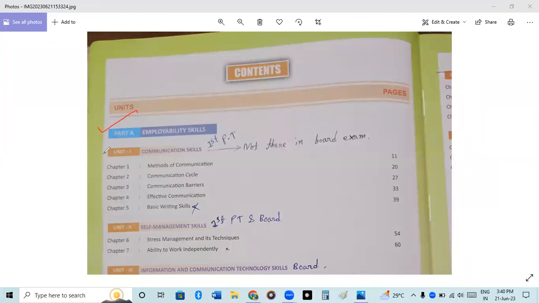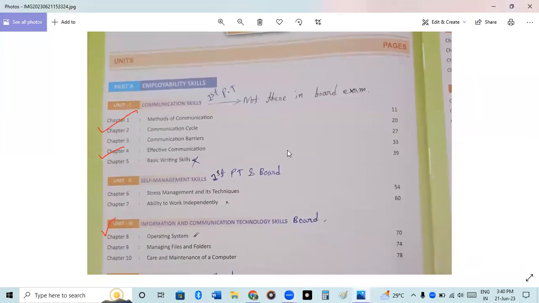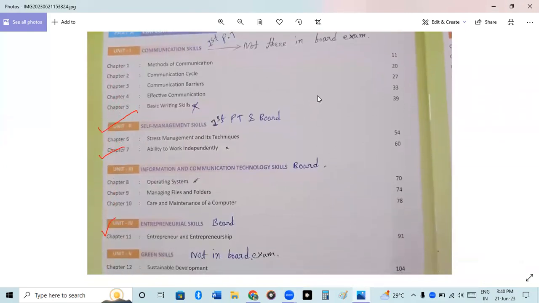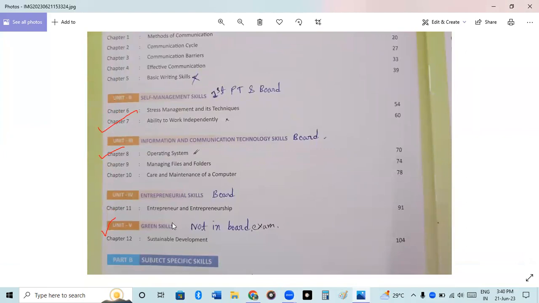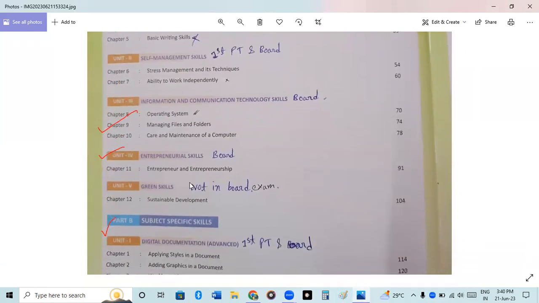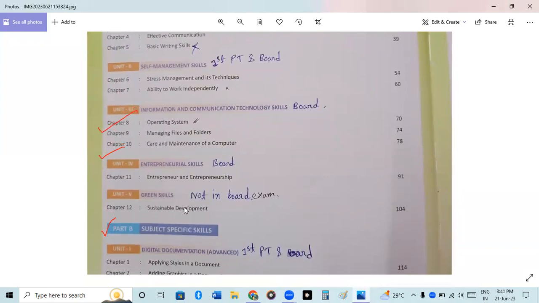Under part A, unit 1 is communication skills, unit 2 is self-management skills, unit 3 is information and communication technology skills, that is ICT skills. Then unit 4 is entrepreneurial skills. Unit 5 is green skills. Then part A is over. Part B is subject specific skills, that means this is the practical part.